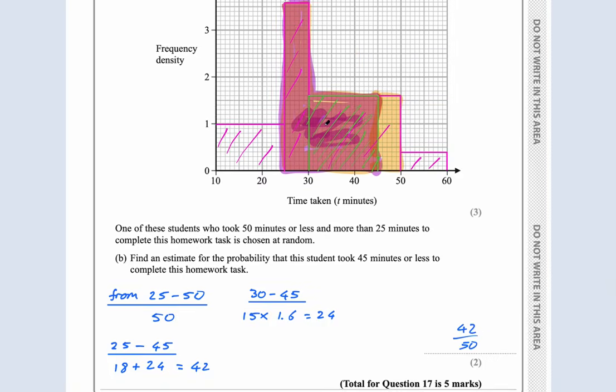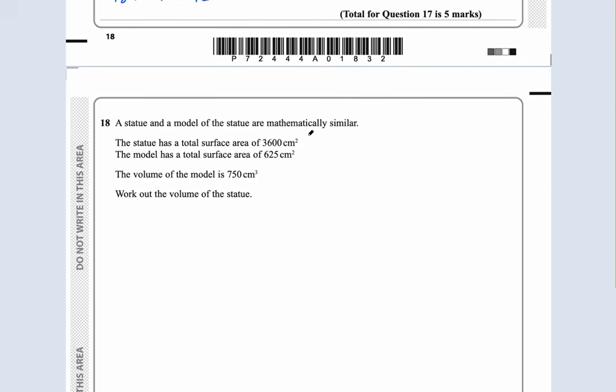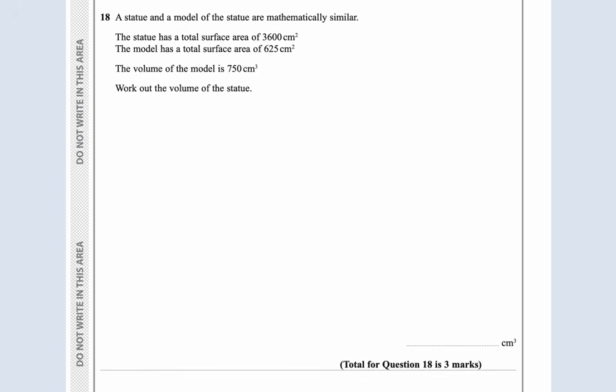And now definitely in the exam, guys, you erase all that. Right, question 18. A statue and a model of the statue are mathematically similar. Statue surface area this, model surface area that, volume of the model is this, work out the volume of the statue. Okay, so guys, this is a nice question from what I can tell, because I can just go straight to scale factor, area factor, volume factor.